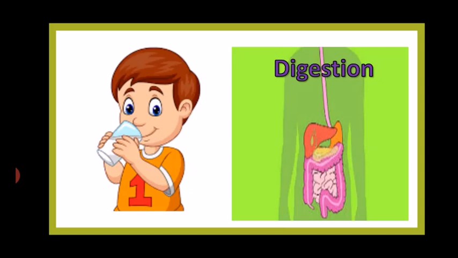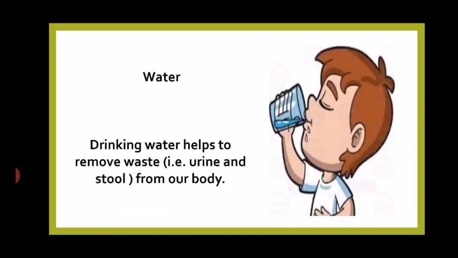Now, what is the waste matter? Okay, which is there in our body, in the body of human beings as well as the body of animals. You will see that the waste matter is removed in the form of urine and stool. Okay, so if you have to remove all this waste from your body, you should drink water properly.